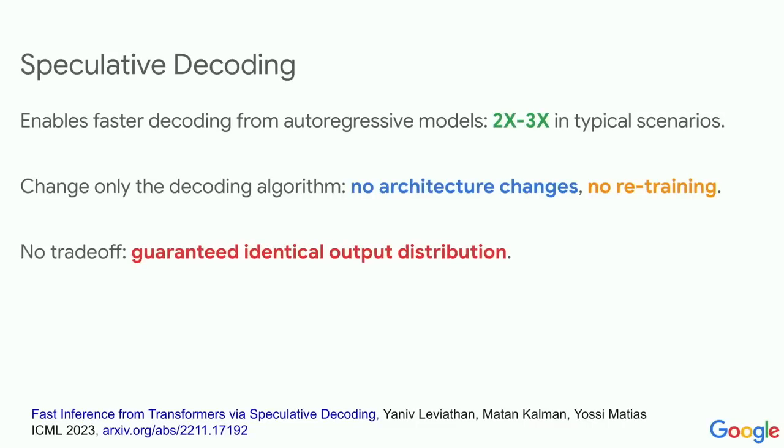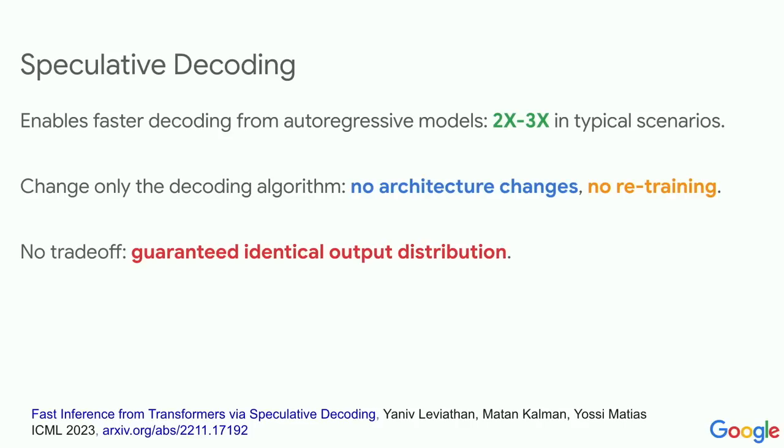Another important thing is machine learning applied to computer systems. So I think of inference time compute and low latency inference as a computer systems problem. And there are actually nice machine learning solutions to making your inference problem better. So speculative decoding is an example where you enable faster decoding from autoregressive models, usually a 2 to 3x improvement in performance. And you change only the decoding algorithm, so you don't need to make any architectural changes, you don't need to do any retraining. And there's no trade-off. That's basically guaranteed identical output distribution.